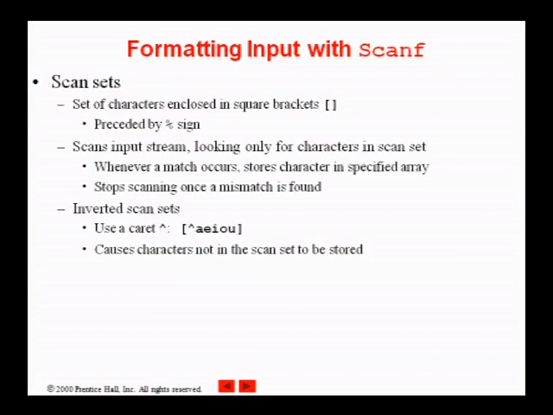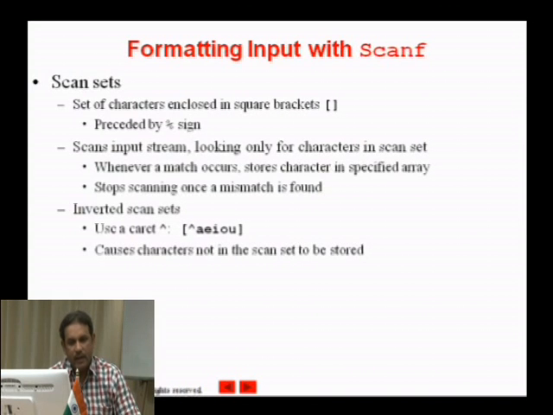Then there is the scan set, a set of characters enclosed in square brackets. Even in the scanf statement we use the percent sign there. It scans the input stream looking only for characters in the scan set. Whenever a match occurs, it stores the character in the specified array. The square bracket indicates an array. Suppose, as in the example we have seen, a string array where we want to store some names; all the characters are stored there. It stops scanning once a mismatch is found. Suppose the array is not there, then it stops scanning.